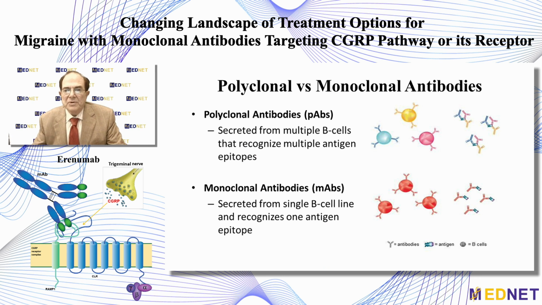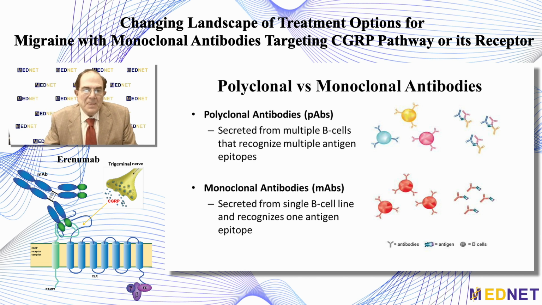What's the difference between a polyclonal and a monoclonal antibody? Polyclonal antibodies are made from multiple B cells. They're different, and they recognize multiple antigens. A monoclonal antibody is made from a single B cell line and recognizes just one antigen and one part of the antigen called the epitope.